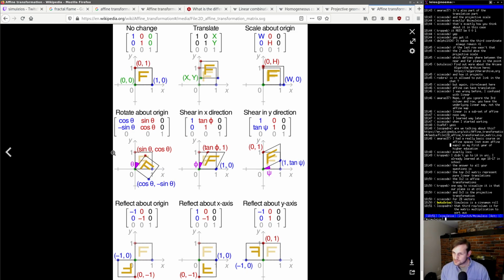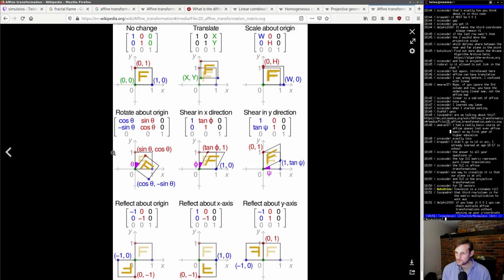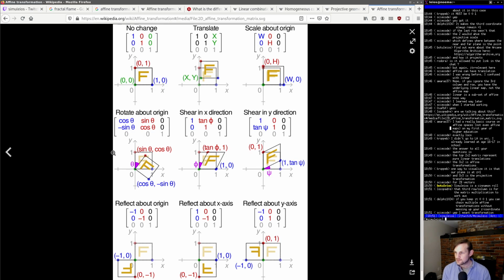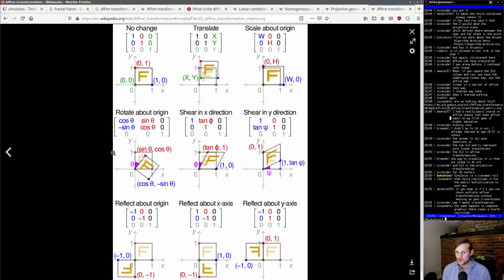To answer all your questions, the top 2x2 matrix represents pure linear transformations, I assume. The 3x2 is affine transformations. One way to visualize that is our plane is 1. The 3x3 is projective transformation. Okay, that's fair. It's just when you think of projective transformations like 3D into 2D, what you actually want is a 3x2 matrix, right?